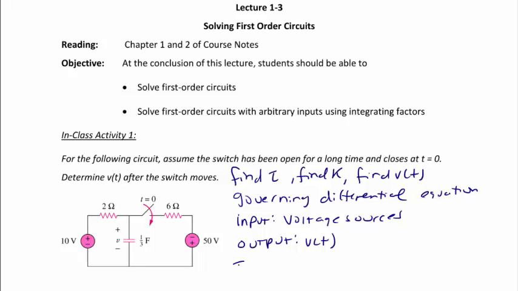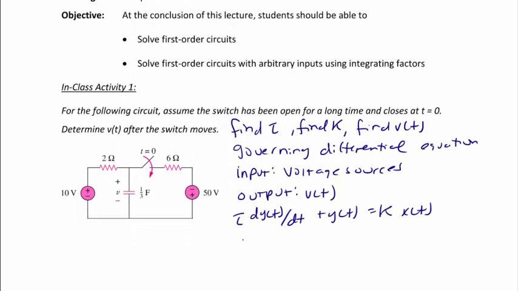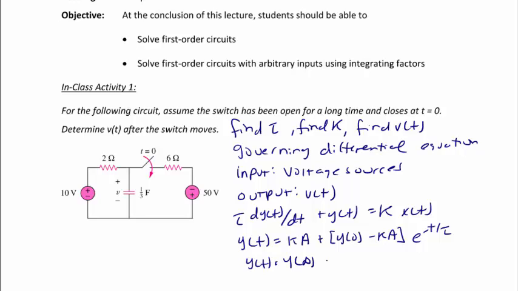Recall that the general equation is tau dy of t dt plus y of t equals k x of t, and the general solution is y of t equals ka plus y of 0 minus ka e to the negative t over tau, or in terms of time, y of t equals y of infinity plus y of 0 minus y of infinity e to the negative t over tau.